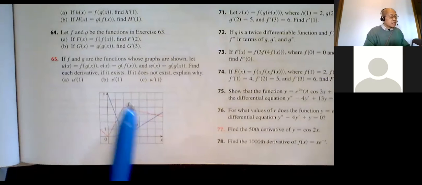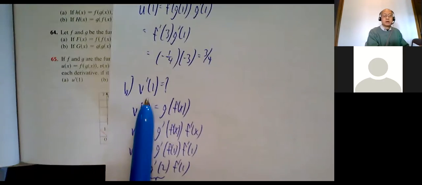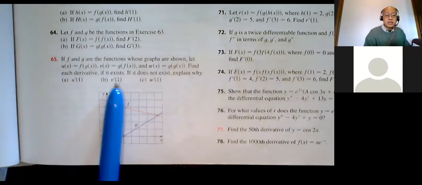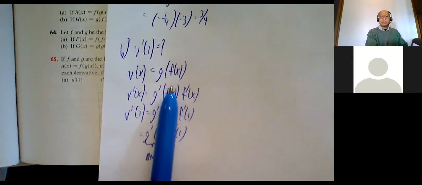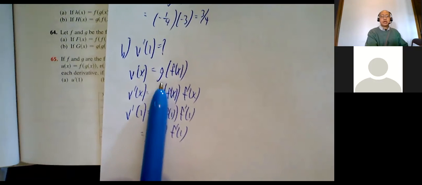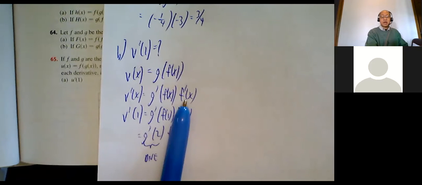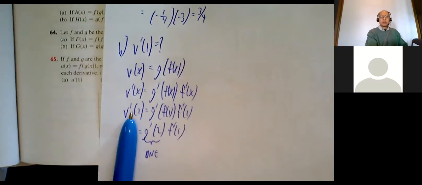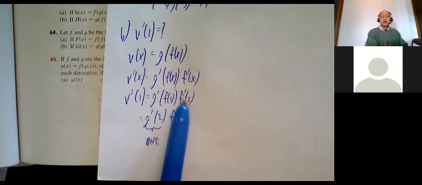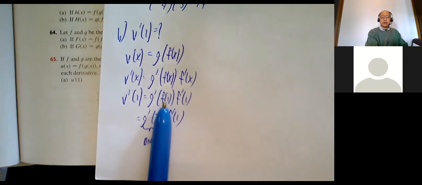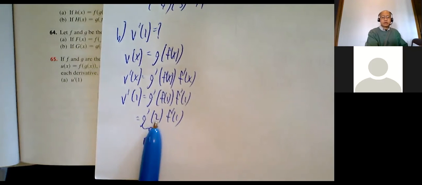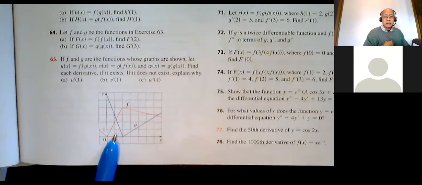Part B asks for v prime of 1. V of x is defined to be g of f of x. So again, by the chain rule, v prime of x is g prime of f of x times f prime of x. Now I plug in 1: v prime of 1 is g prime of f of 1, f prime of 1. So first I have to figure out f of 1. F of 1 on the red graph is 2.